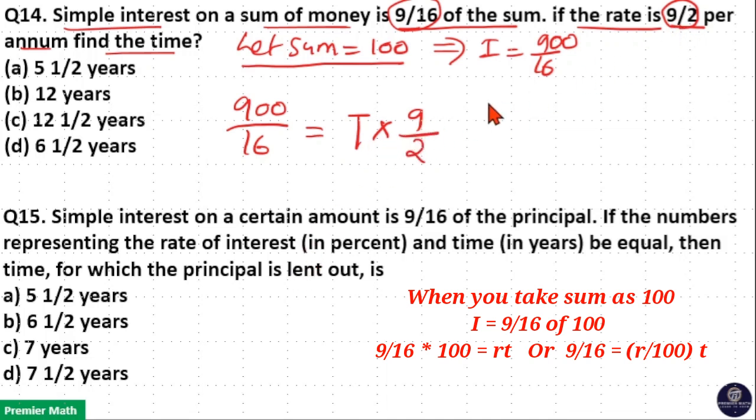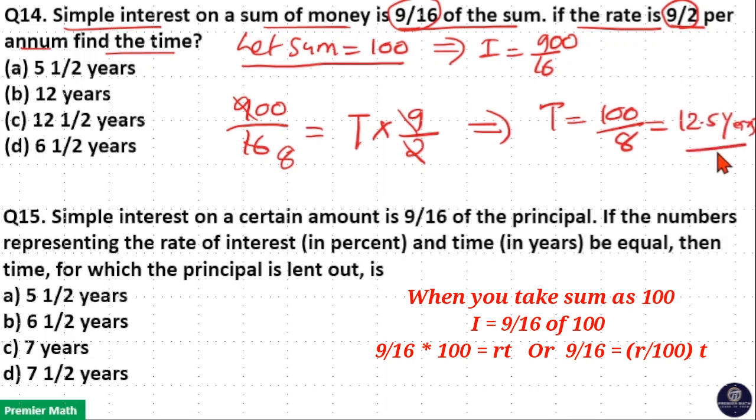Now, for 1 year, 9 by 2 is the rate. For T years, T into 9 by 2 is the interest. That means T into 9 by 2 is 900 by 16. So, 9 and 9 get cancelled. 2 goes 8 times in 16. So 100 by 8 is T. T is equal to 100 by 8, which means T is equal to 12.5 years. So option C is your answer.